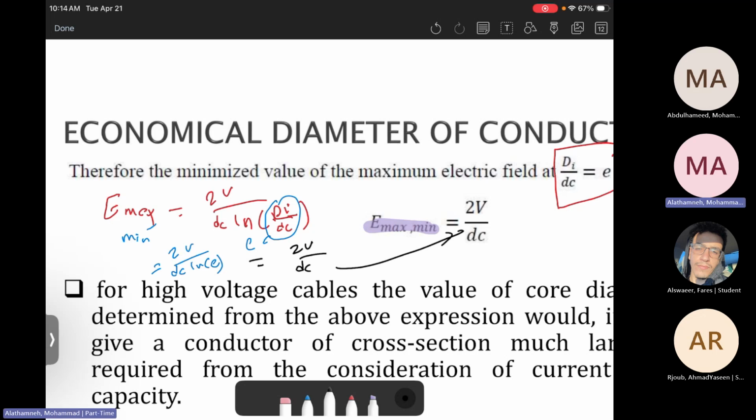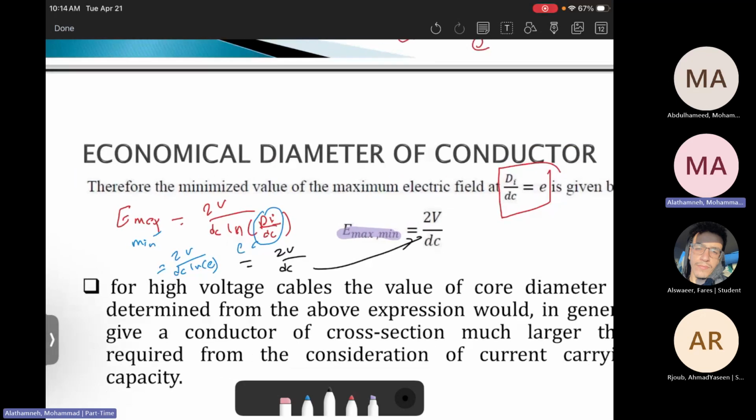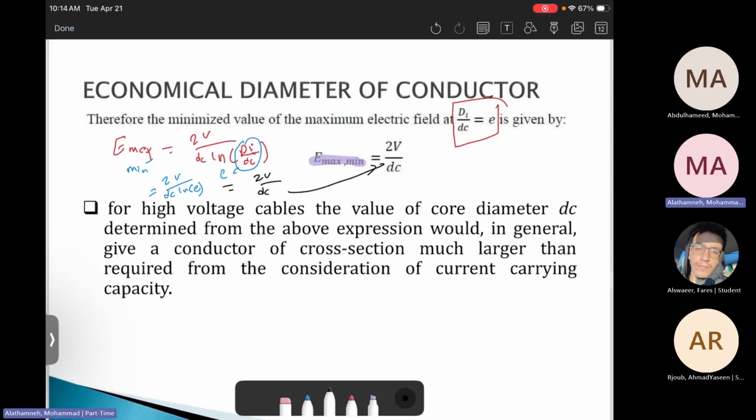So from this, we can calculate the maximum electric field when we minimize it, so that it will not reach the breakdown at the optimal ratio between DI and DC. In high voltage cables, the value of the core diameter DC can be determined using this expression. In general, the conductor cross-section is much larger than what is required from the consideration of current carrying capacity. And the main reason is that we need to get this ratio.